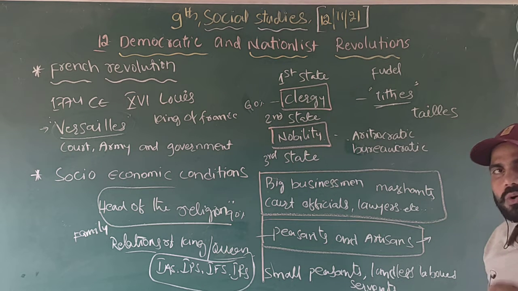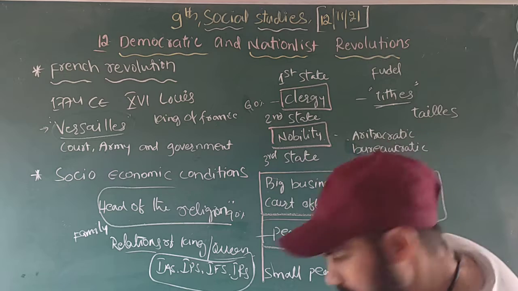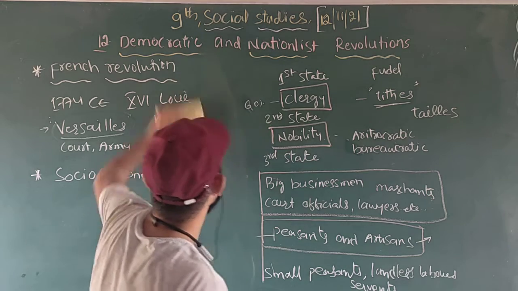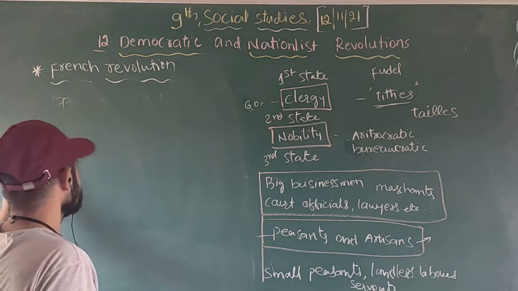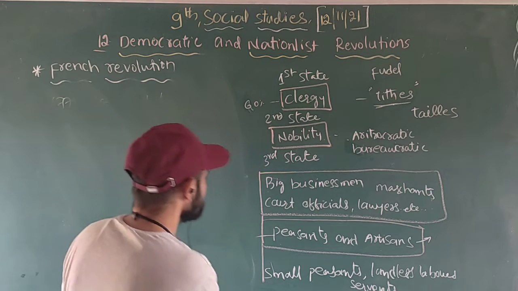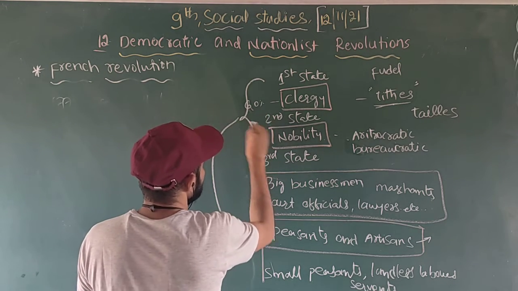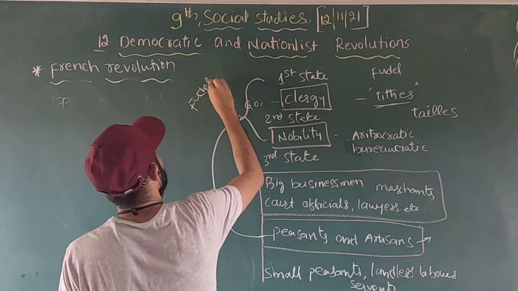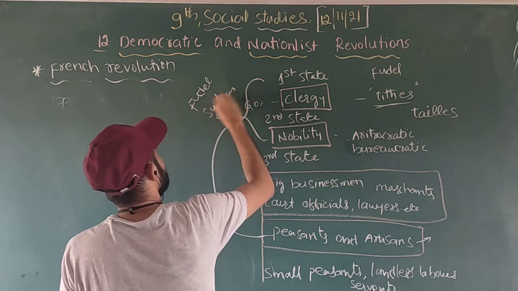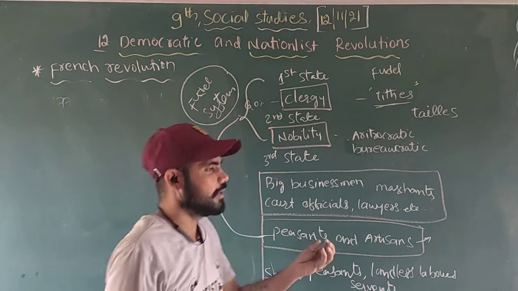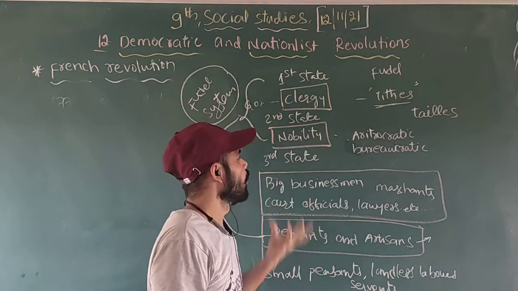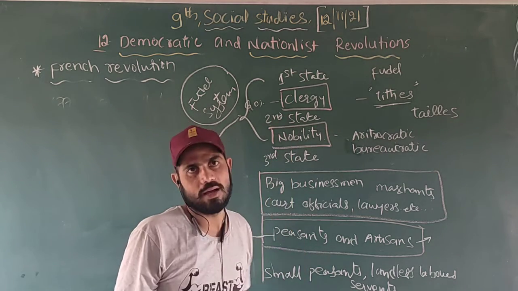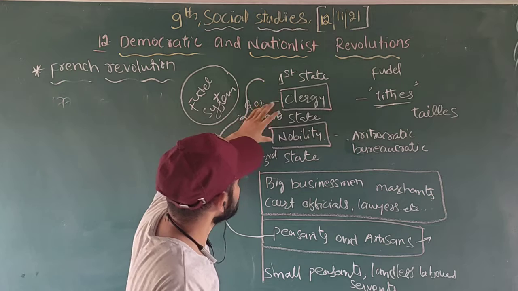And also, these third state people have to do work for these two states, the first state and the second state. These are the servants. They have to work for the clergy and the nobility. We call this the feudal system. They didn't get any kind of pay, but they had to work within the lands of the nobility and the clergy. They have to work in their houses and serve the first state and the second state.